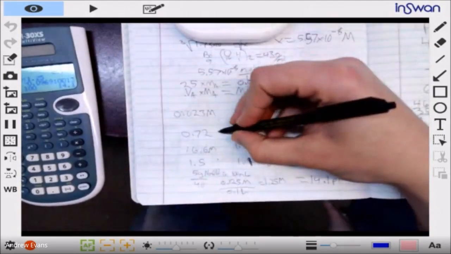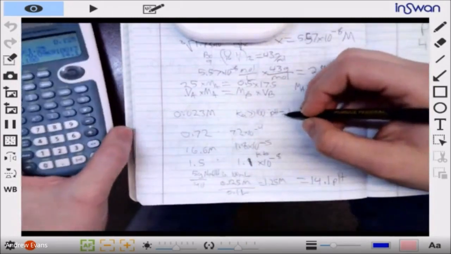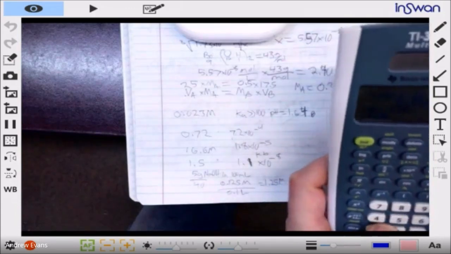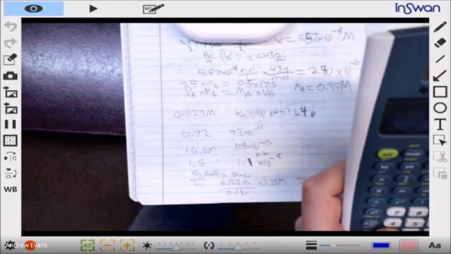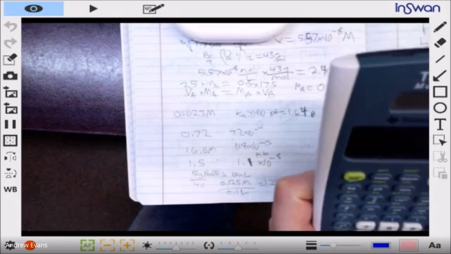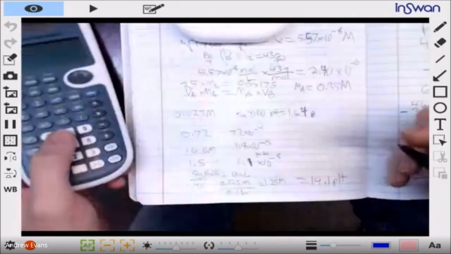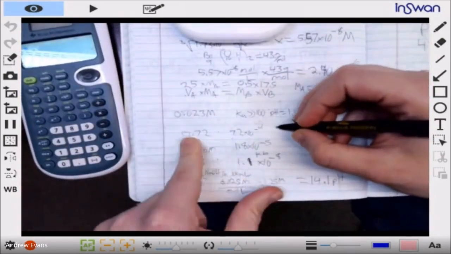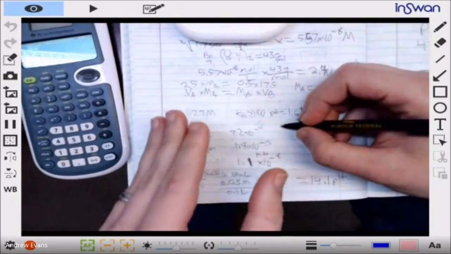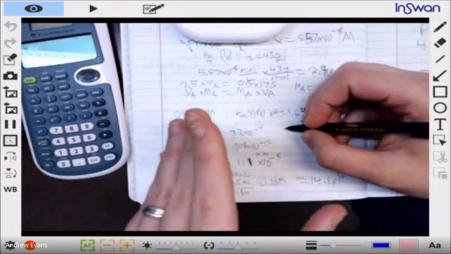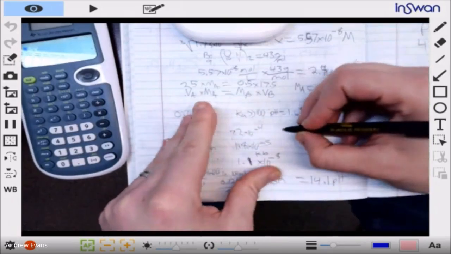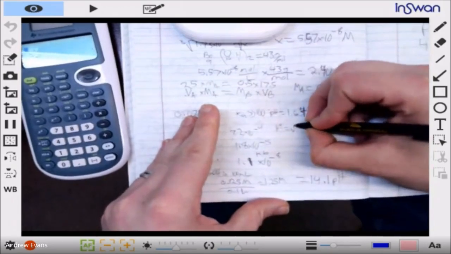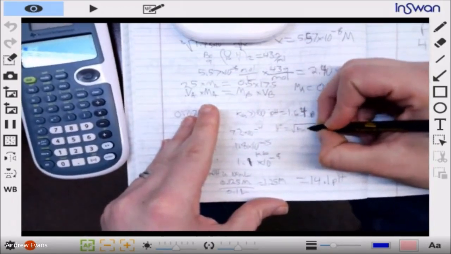Now for the weak ones, do we have to use an ICE table? Let's look. 7.2 times 10 to the negative 4. No, I don't think any of these need an actual ICE table. So what is the shortcut? You can set up all the work, but really what all the work comes down to is that the concentration of protons is equal to the square root of Ka times HA.